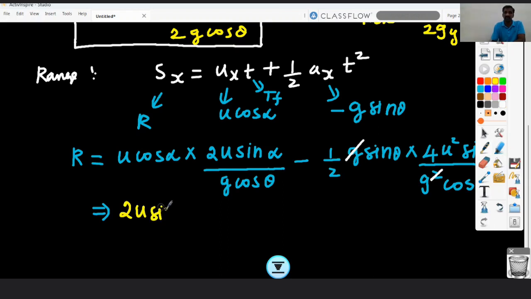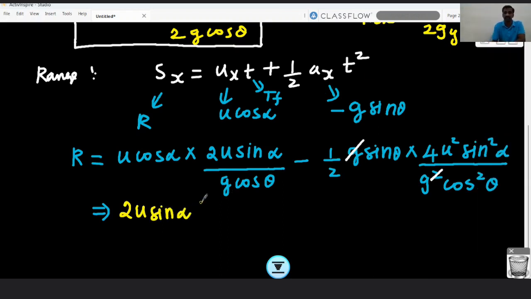2u sin alpha, you take it outside. If you are taking 2u sin alpha outside, what will be inside? So that means cos alpha will be there. And the denominator we are going to make common. But here only cos theta is there, but on the right hand side we have cos square theta. So here we can multiply with cos theta in both numerator and denominator.